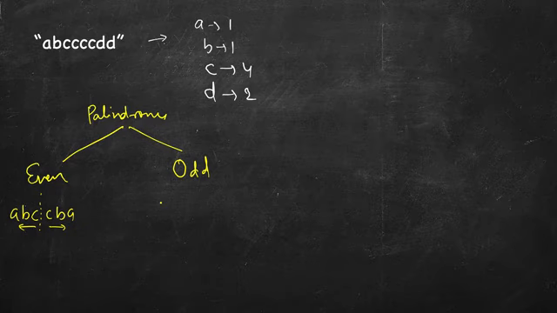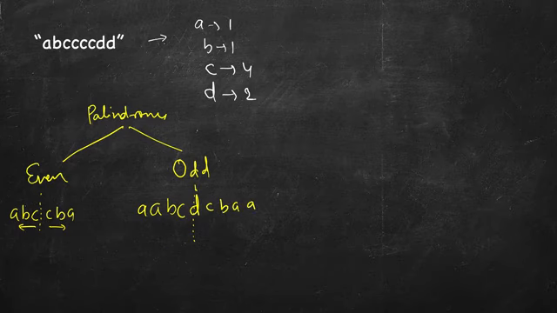Odd length means, let's say A, B, C, D, or one or more of these characters. Let's say A, B, C, D, and this is the central character. And then C, B, A. So what is the takeaway from these 2 examples? One is that exactly this part is same as this part. So every character that occurs here occurs on this side of the plane also. You can think of it as a mirror.